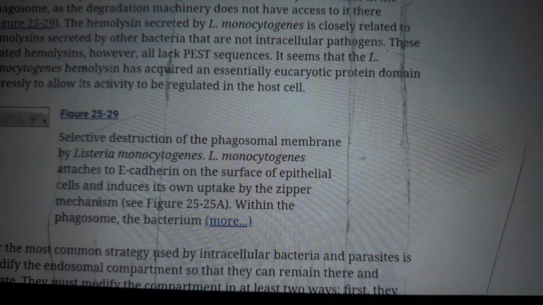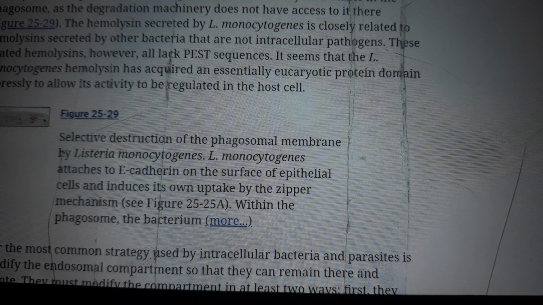The hemolysin secreted by L. monocytogenes is closely related to hemolysins secreted by other bacteria that are not intracellular pathogens.